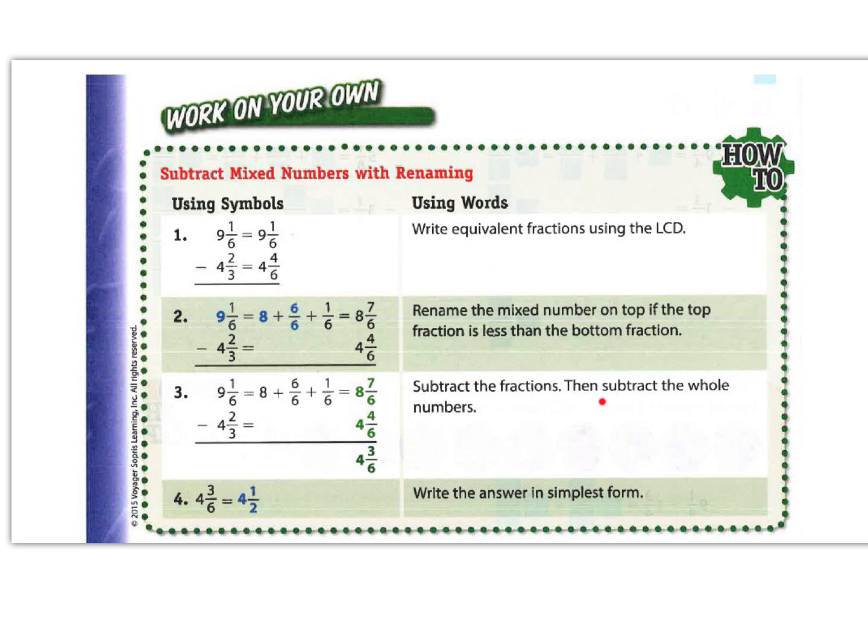Then you subtract the fractions. So you subtract the fractions first, then you subtract the whole numbers, and then you need to write it in simplest form. So 4 and 3/6 could be simplified to 4 and 1/2.